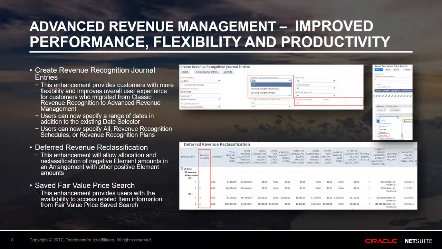In the 18.1 release, various usability enhancements have been made for increased performance, flexibility and productivity, specifically as it relates to the complicated nature of ensuring compliance with revenue recognition regulations. Users can now create revenue recognition journal entries. This provides more flexibility and improves overall user experience for customers who migrated from classic revenue recognition to advanced revenue management. Users can now specify a range of dates in addition to the existing date selector. They can also specify all, revenue recognition schedules, or revenue recognition plans.